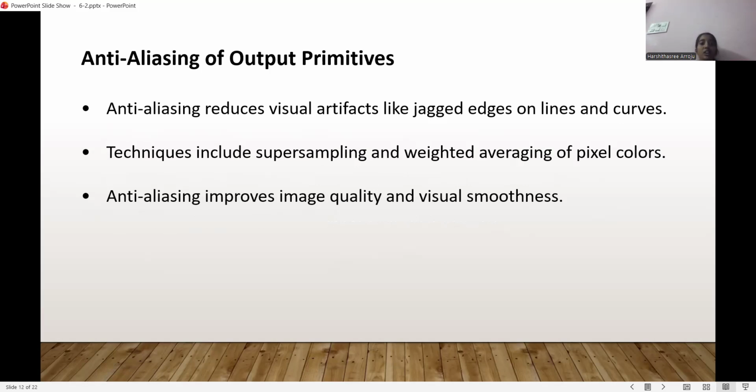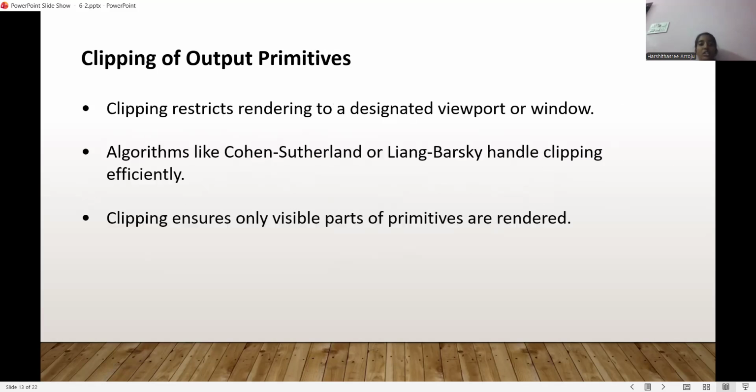Anti-aliasing of output primitives. Anti-aliasing reduces visual artifacts like jagged edges on lines and curves. Techniques include supersampling and weighted average of pixel colors. Anti-aliasing improves image quality and visual smoothness.